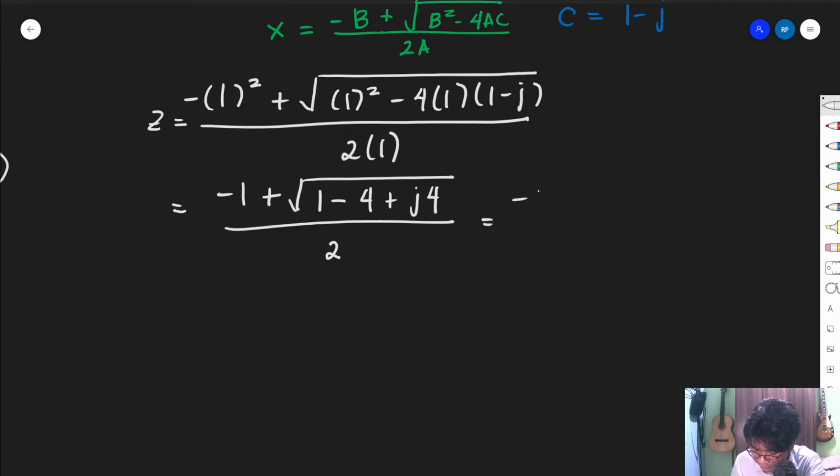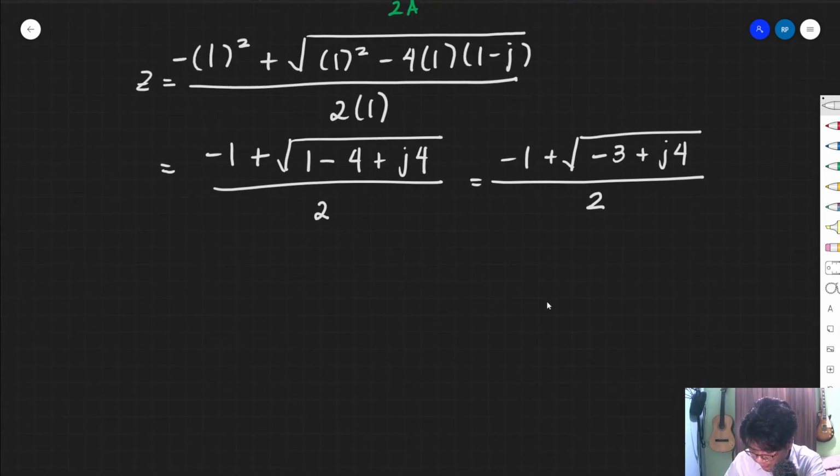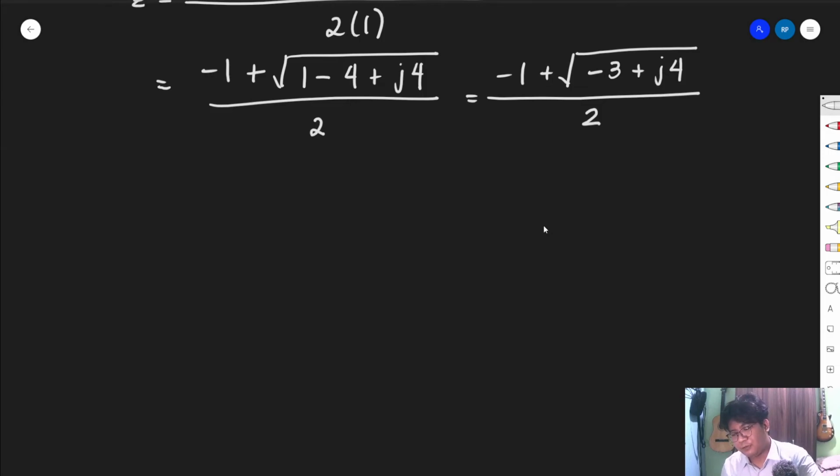Then simplify lang natin. We have negative 1 plus square root of, pagsamahin lang natin yung dalawang whole number natin. So 1 minus 4 is negative 3 plus j4, over 2. So next, anong gagawin natin dito? Focus lang muna tayo dito.